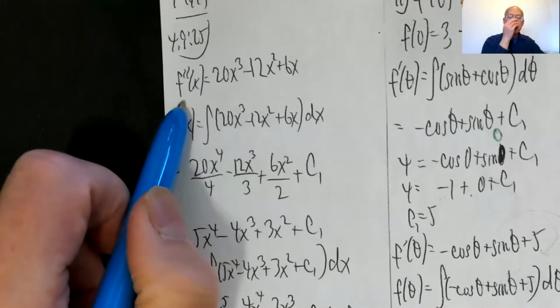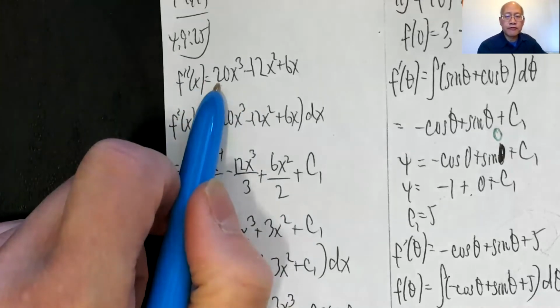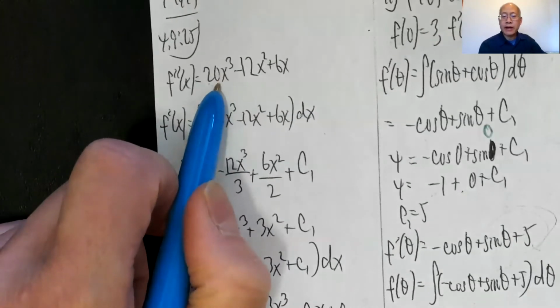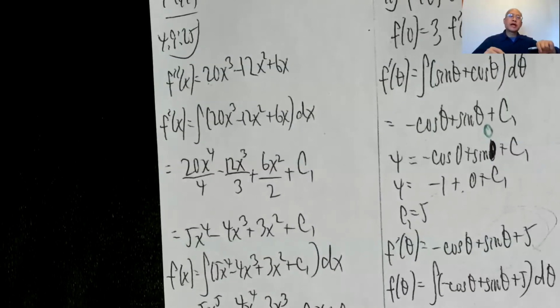Okay, 25, you have the second derivative. The second derivative is this, find the original function. So that's backwards of what we've been doing a lot in this course, right? So right now, here's a function. Here's the first derivative. Here's the second derivative. Now we're going backwards. Here's the second derivative. What was the first derivative? What was the original function?